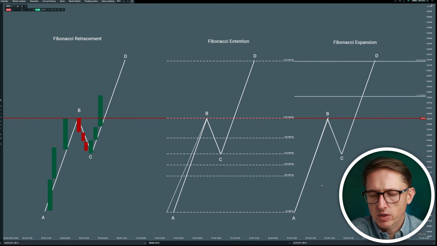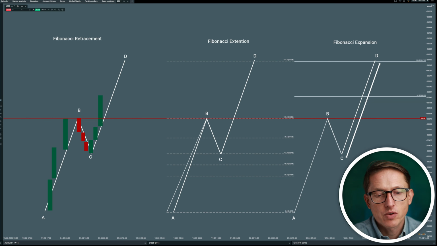Let me just remove it. This is 61.8 of AB. So that's how much the market extended from point C, and that's 100%. So if we were to take this line and put it from point C, these lines will be equal. So that's your measurement. So you have 100% and the 61.8.